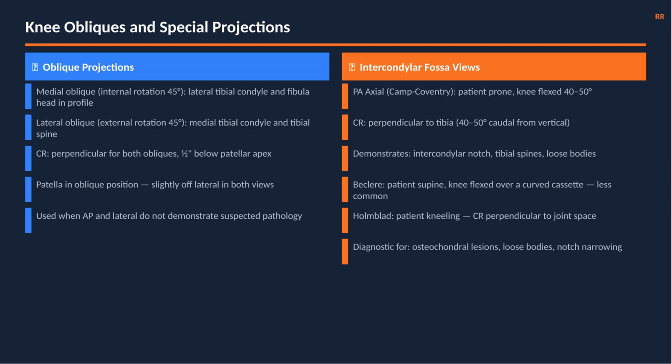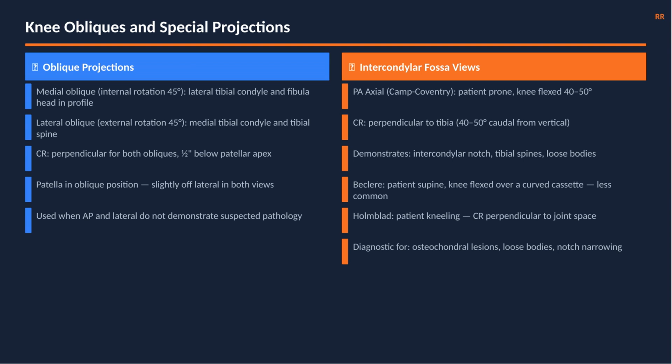Intercondylar fossa. PA axial, Camp-Coventry. Patient prone, knee flexed 40 to 50 degrees. The CR is directed perpendicular to the tibia, which means angling 40 to 50 degrees caudally from vertical. This projects the beam through the intercondylar notch. Demonstrates loose bodies in the notch, osteochondral defects, tibial spine fractures, and notch stenosis. The primary view ordered when AP and lateral do not explain the patient's symptoms.